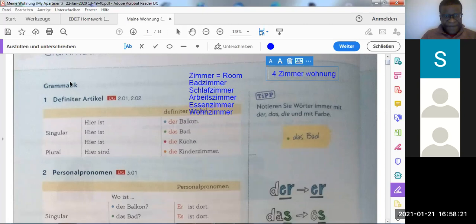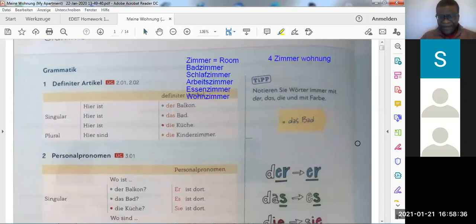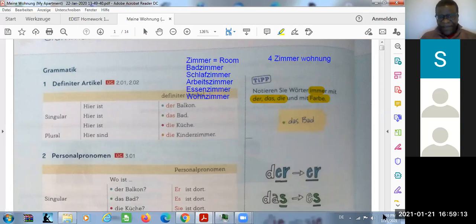So here comes the Kinderzimmer. Tip here. Notieren Sie, Wörter immer mit dem Artikel und mit Farbe. Notieren Sie, take note, words always with their articles. So take note of the articles, und mit Farbe, and the colors. Okay? Like das Bad. Das Bad. So they're simply saying, please always mention these articles because they're going to help you.